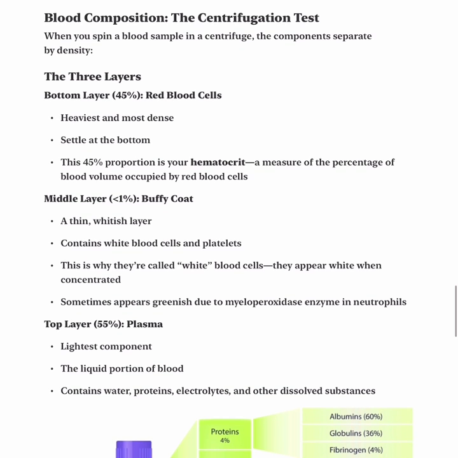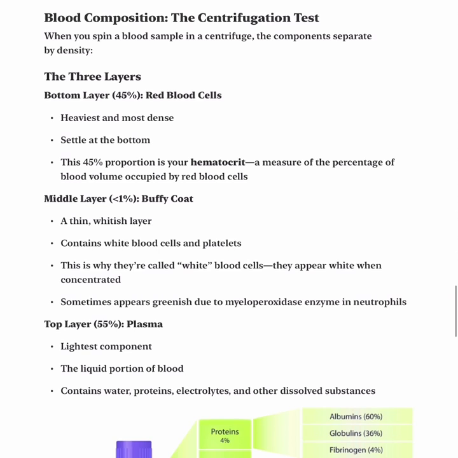Now, another way to help orientate yourself and give yourself some framework for understanding your blood composition is the centrifugation test. This is when you spin blood in a centrifuge, and then you can see each layer separately. Now, to orientate ourselves, let's go through this. Here we're going to have the three major layers. The bottom layer, which is going to be accounting for about 45% of your blood, is your red blood cells. They're the heaviest and the most dense. They will settle at the bottom.